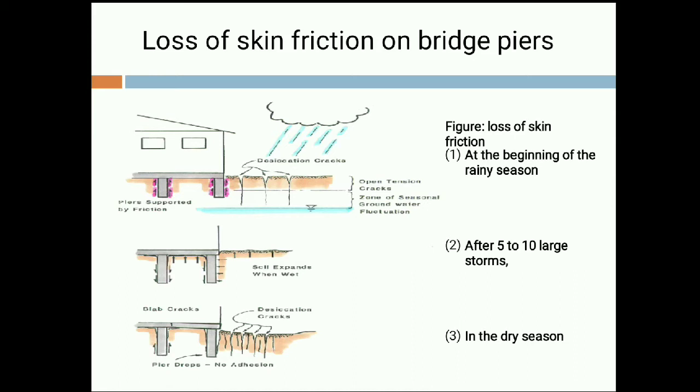In figure 3 we can see the dry season: the water is desiccated from the surrounding soil and it is shrinking, and because of this shrinkage of the soil there will be differential settlement of the surrounding building or the surrounding piers.